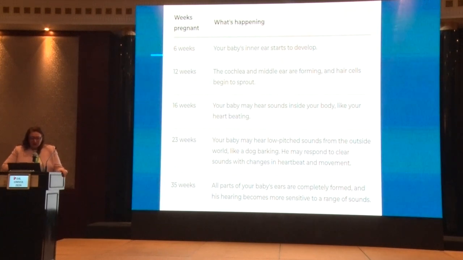At 35 weeks, all parts of the baby's ear are completely formed, and his hearing becomes more sensitive to the whole range of sound, even speech. He can hear speech, but he cannot understand what is said to him. So in many cases, or in all cases, we usually advise the mother to talk to her baby even when he is in the womb.